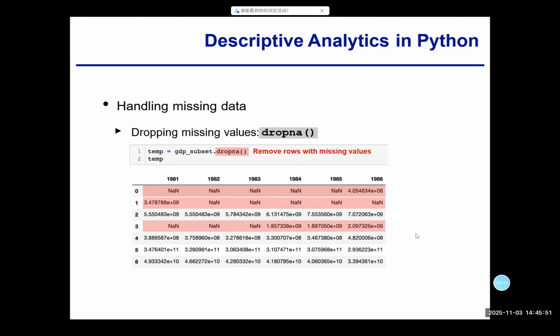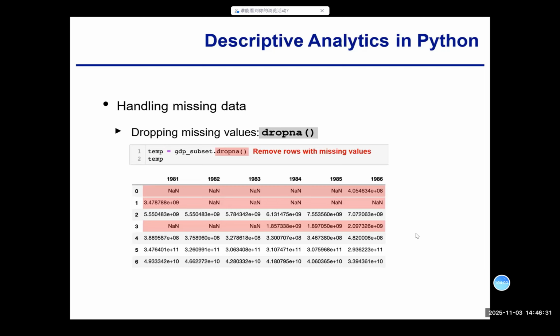Then let's briefly talk about how we deal with the missing values, depending on what you want, right? For example, if you want to be very restrictive, as long as a country or a region has a missing value, no matter how many missing values, like shown in this example, as long as for a country, for any of the years, the GDP value is missing, I'm going to remove that observation. So we call this the method of dropna. Formally speaking, it will remove the rows with any missing values.